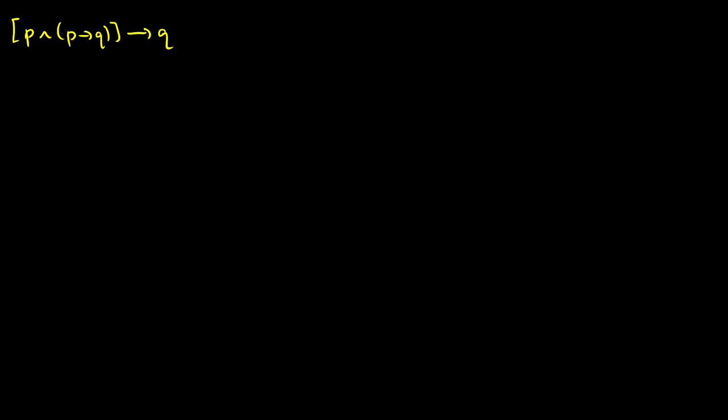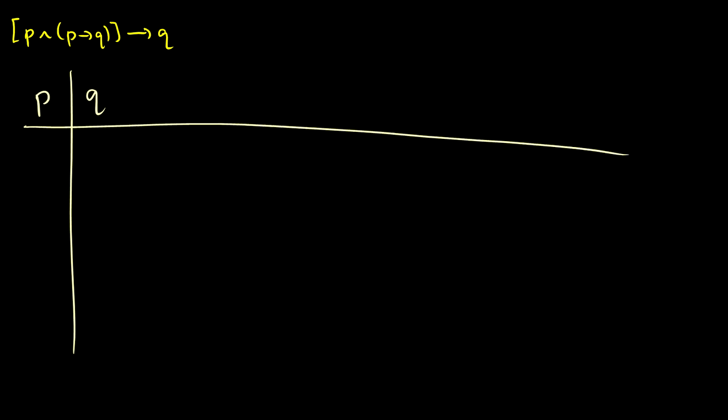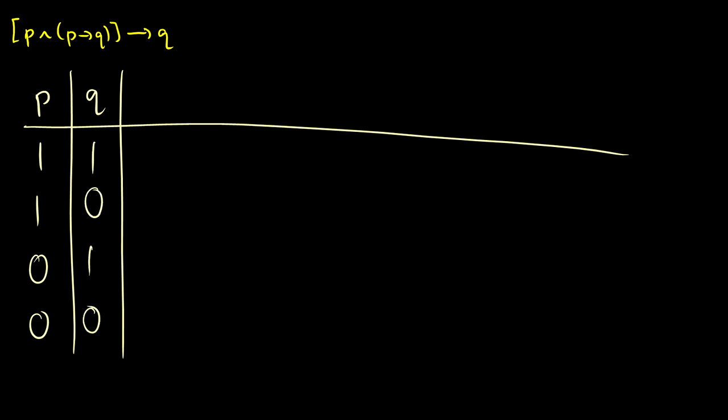In the second one, we want to show that P and P arrow Q produces Q. Okay, so do the same thing as before. We do P and Q columns. So we have 1, 1, 0, 0, 1, 0, 1, 0. The first thing we see here is we have a P arrow Q. So let's do that one. P arrow Q is only false when P is true and Q is false. So we get a 1, 0, 1, 1 here.